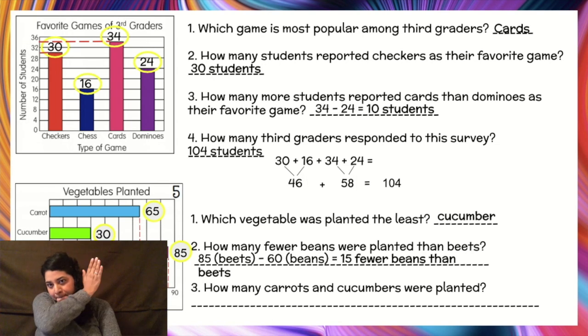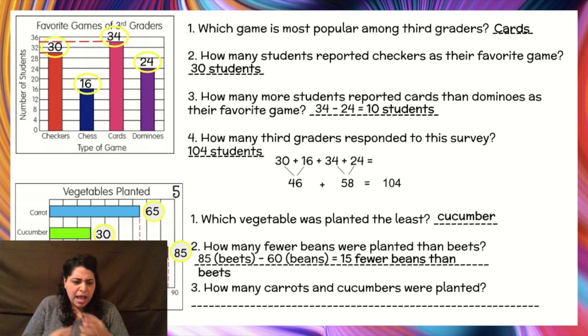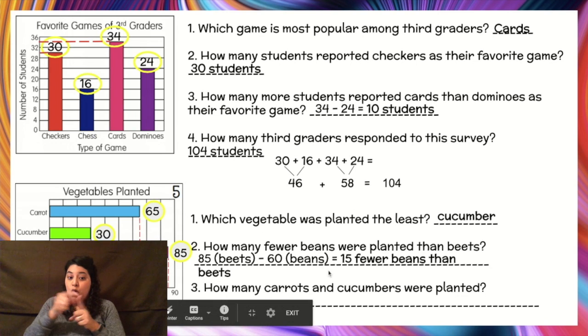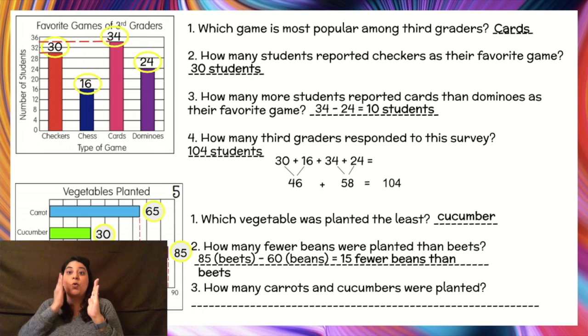All right, number 3. How many carrots and cucumbers were planted? So we got another one of those key words. That word right there, and. Okay, so we are going to go ahead and do some combining. Let's find carrots. We have 65 carrots and we have 30 cucumbers. So we are going to go ahead and add those together. Go ahead and add those together right now.